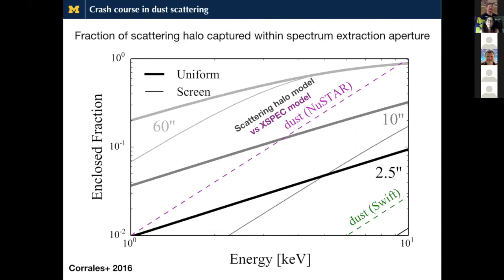And then something like Chandra, and actually Chandra is a little bit better than this, you might use an extraction region that's, let's say, 2.5 arcseconds in radius, in which case you're capturing less than 10% of the scattering halo back. And again, that's very energy dependent. The dashed lines in this particular plot are talking about an XSPEC model called DUST, which is a very, very simple first approximation to trying to incorporate dust scattering halo effects. So I just wanted to show that while it's a good start, if you really want to do it right, you need to calculate these enclosed fractions in more detail.